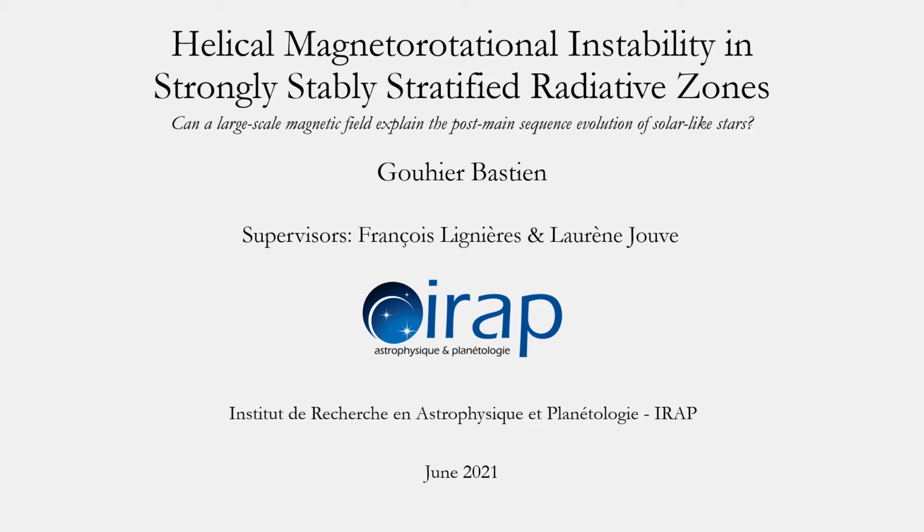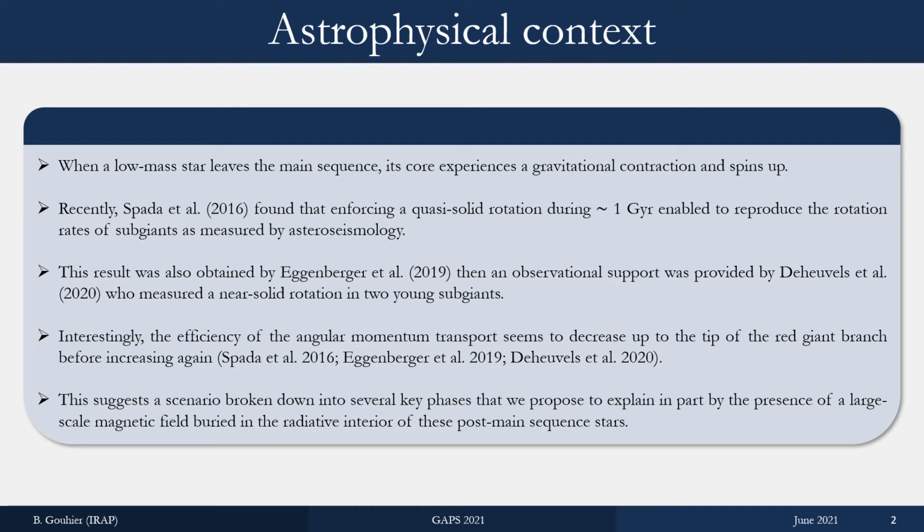Hi everyone, I am going to present a scenario that may account for the post-main sequence evolution of solar-like stars. When a low mass star leaves the main sequence, its core experiences a gravitational contraction and spins up. Recently, Spada et al. showed that enforcing a quasi-solid rotation during 1 gigayear after the end of the main sequence enabled to reproduce the rotation rate of subgiants as measured by asteroseismology.